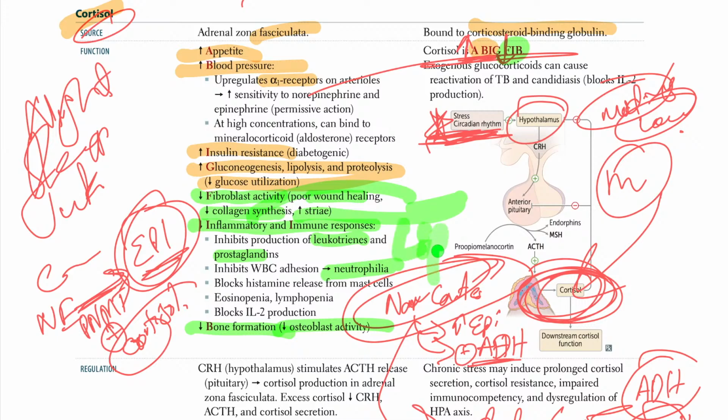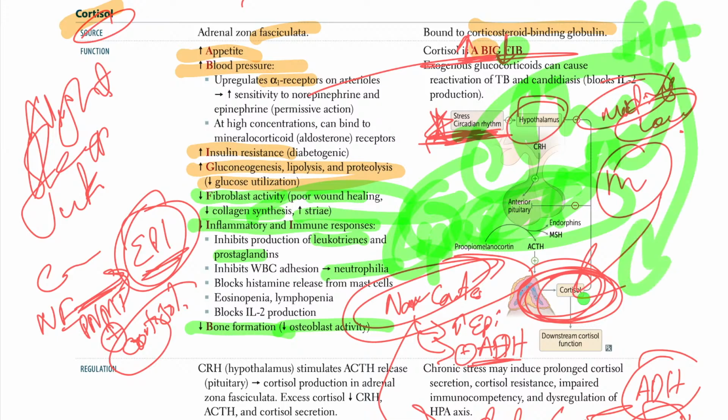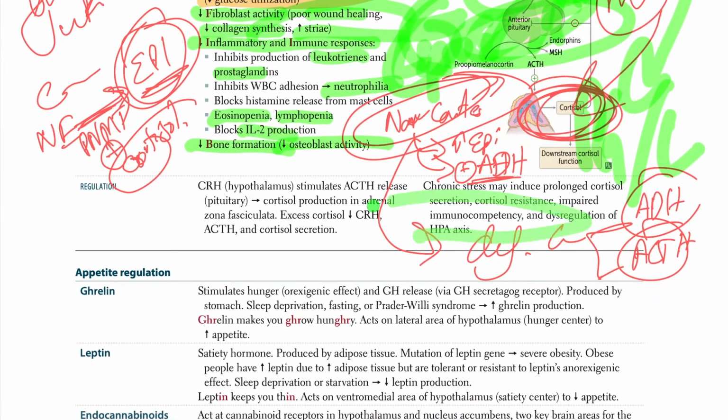synthesis of lipocortin. So cortisol induces lipocortin, which inhibits phospholipase A2, and that doesn't lead to formation of prostaglandins and leukotrienes from arachidonic acid. You will not be able to make those. Other than that, you will have eosinopenia, lymphopenia, IL-2 blockade, and that's pretty much what we have. And you already know the regulation.